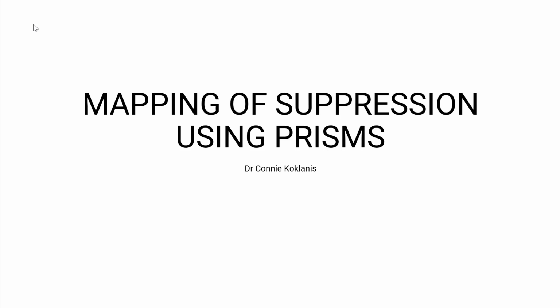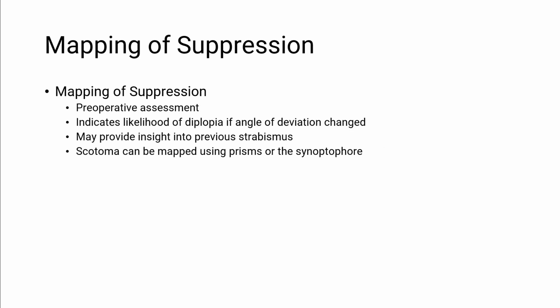In this video, we'll be discussing how we use prisms to map the suppression scotoma. So we map the suppression scotoma as a preoperative assessment, and it provides us an indication of the likelihood of postoperative diplopia. If a patient has had strabismus surgery in the past, it can also give us an indication of the previous strabismus. We can measure or map the suppression scotoma using the Synopter-4 or prisms, but in this video I'll be focusing only on the use of prisms.